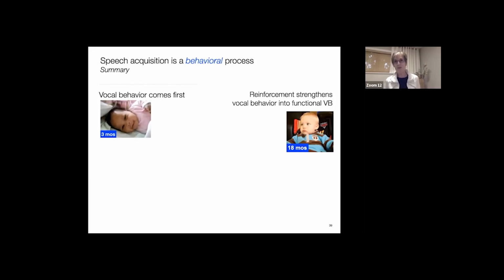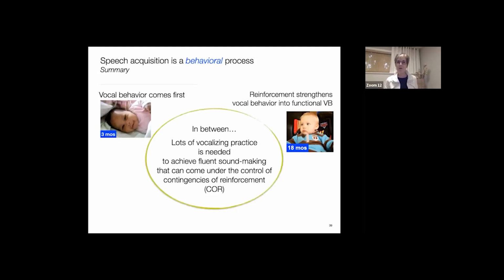Now, you want to put those as soon as possible into mand context, tact context, just like we saw in the videos of the really early learners, really young learners. But the vocal practice has to come first. And then contingencies of reinforcement act upon that vocal behavior such that it is strengthened into functional vocal verbal behavior. And of course, the thing that helps with all of this process is an echoic skill.